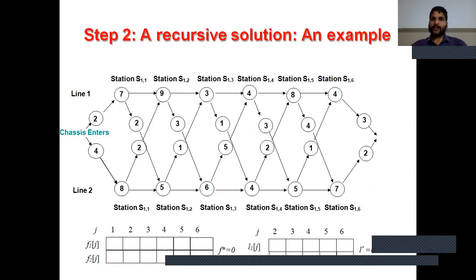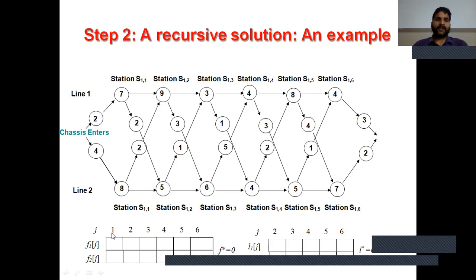So here is a recursive solution example. Suppose the chassis entry times are 2 and 4. Assembly line 1 is given stations S11, S12, S13, S14, S15, S16, with values 7, 9, 3, 4, 8, 4. Similarly, assembly line 2 has stations S21, S22, S23, S24, S25, S26, with values 8, 5, 6, 4, 5, 7.